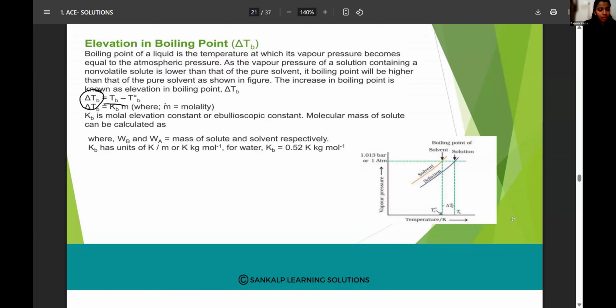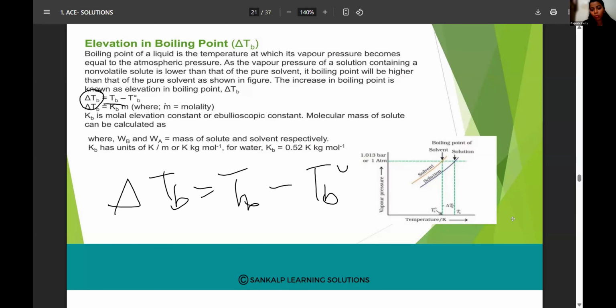And remember, delta TB is equal to TB minus TB not. Again, what are these terms? You'll be studying in numericals so that you'll get proper clarification of what it is. Ebullioscopic constant is KB, remember. Again, you'll learn what KB is. Now, why we use that KB, I'll show you the formula right over here.